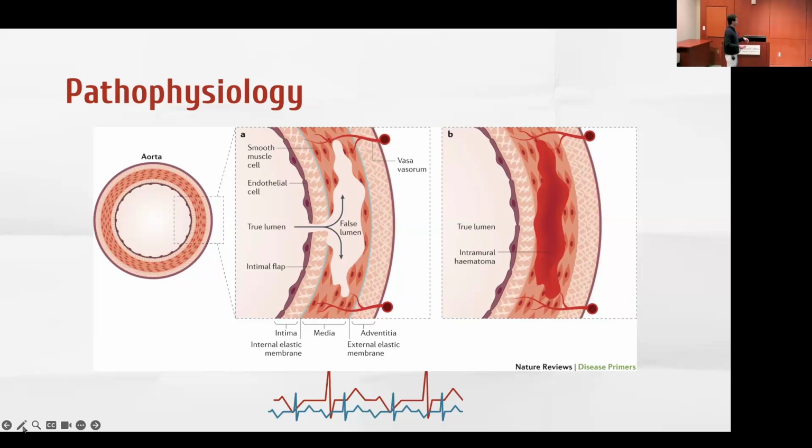So occlusion of the branching vessels can occur. If you have a false lumen, let's say this is a true lumen, false lumen, any typical branch from the aorta that the false lumen interferes with will cause ischemia, right? So you can see occlusion of branching vessels leading to ischemia.